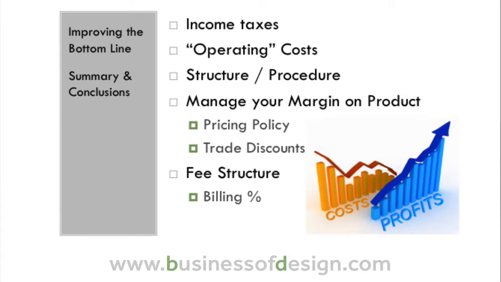But really the two big ones: manage your margin on product. Look at your pricing policy, look at your trade discounts, look how you supply things into products. And again, even if you're a person who gives all the discount on, look at your admin fee. It could be that simple, because the admin fee you charge on cost is essentially your gross margin on goods. That's what it is. It's that business segment for you. And look at your fee structure.